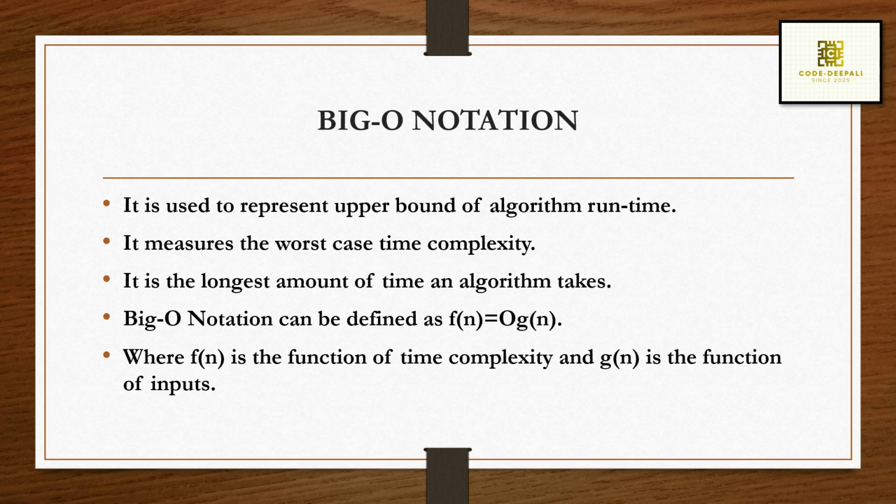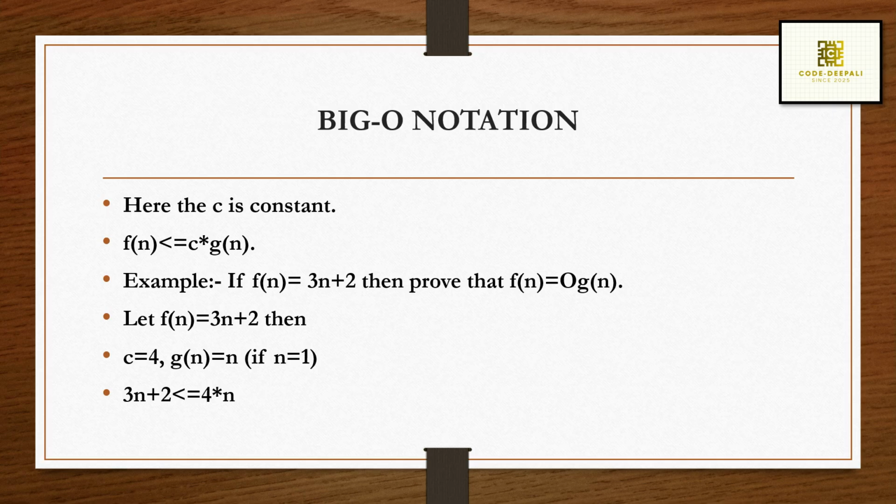The mathematical notation for big O is f of n is equal to O of g of n, where f of n is the function of time complexity and g of n is the function of inputs. It can also be represented as f of n is less than or equal to c star g of n, where c is a constant. For example, if f of n is equal to 3n plus 2, then f of n is equal to O of g of n.